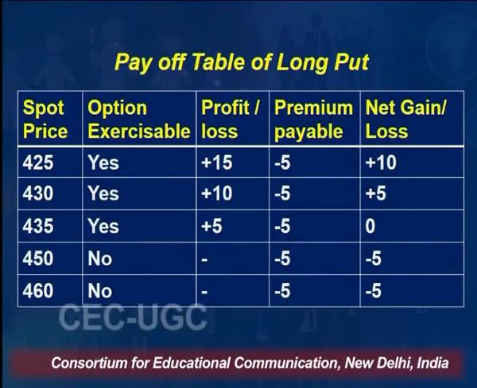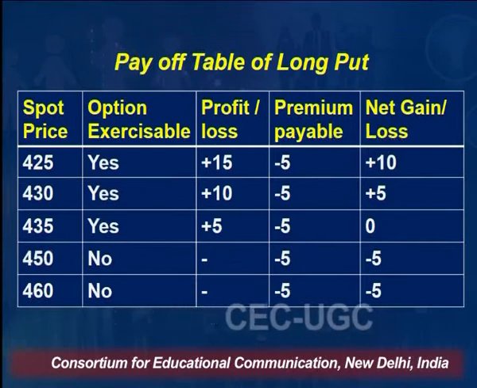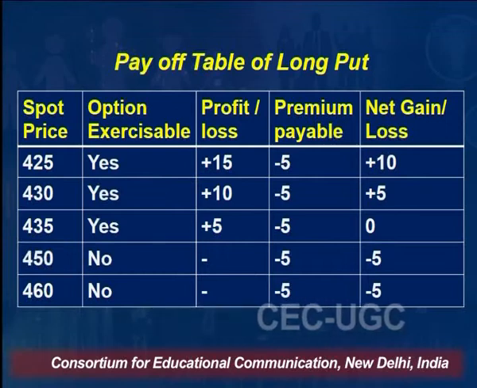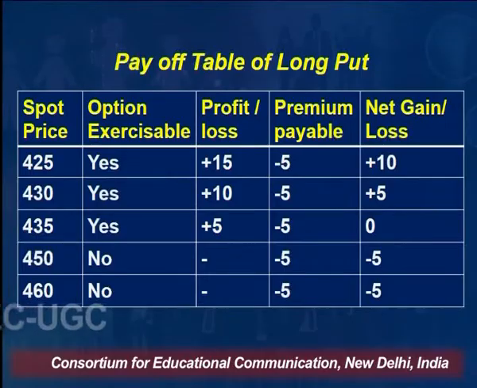If the price goes up to 450, he will not exercise, because why would he sell the share at 440 rupees when the current market price on the day of expiry is 450 rupees? He will not exercise his right to sell the stock, and the put option will lapse, right? So at any price more than 435 rupees, it will not be exercised. The put holder will rather sell in the market at a higher price.